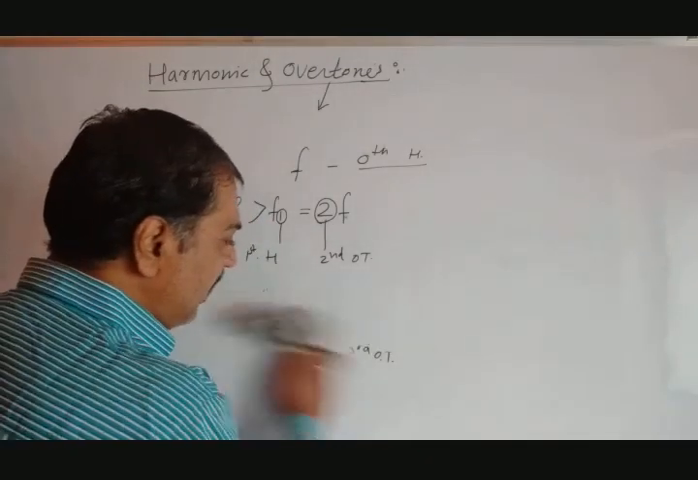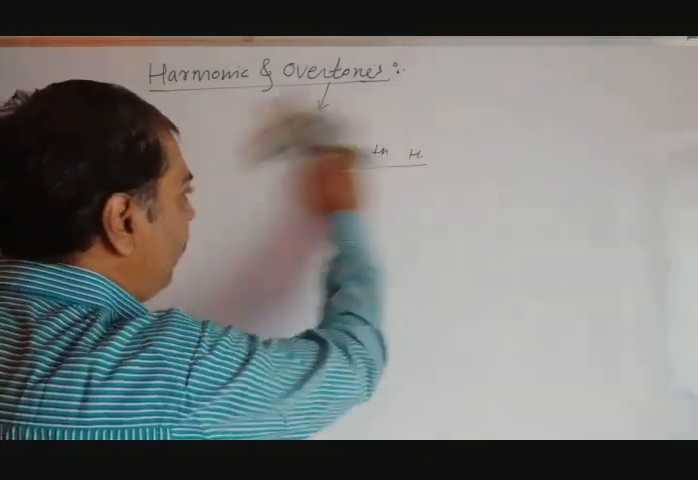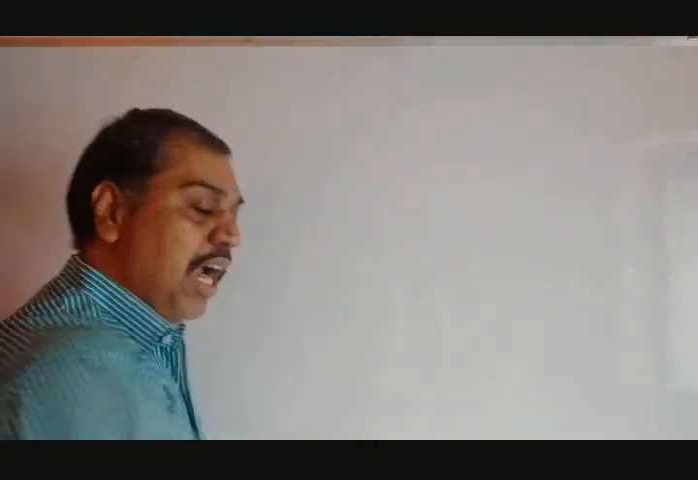Now if you got it, it's well and good. If you didn't get it, don't worry. We are going to learn the same in the next subsequent topic. There we have to derive the equation, and while deriving that equation you get the whole idea about harmonics and overtone.